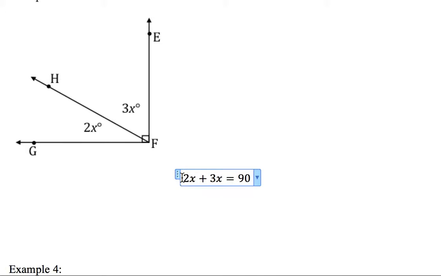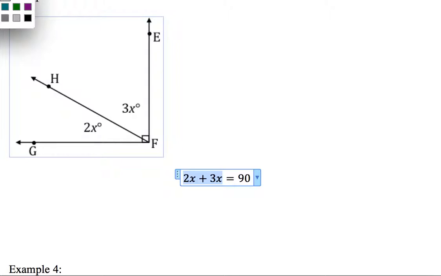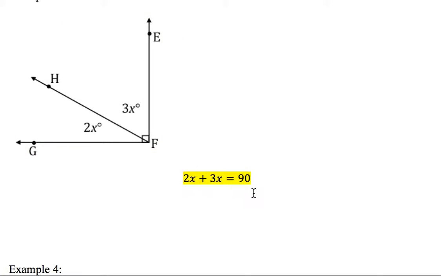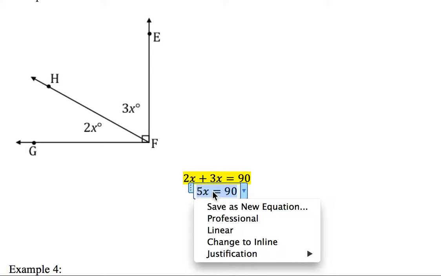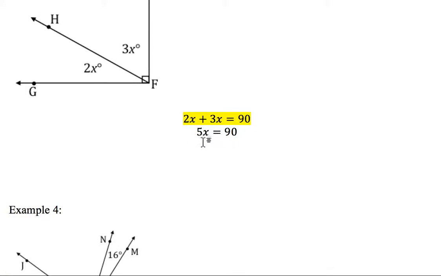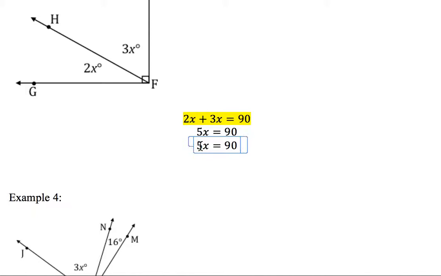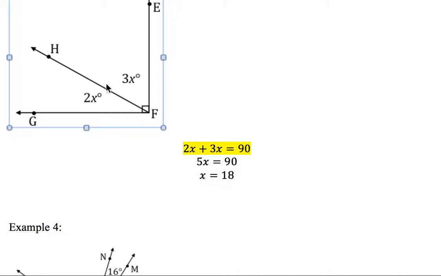Again, the first thing you do, combine like terms. So 2x plus 3x is 5x. So 5x equals 90. If I divide both sides by 5, then I get x equals 18. From there, I could figure out what each of these angles is equal to.